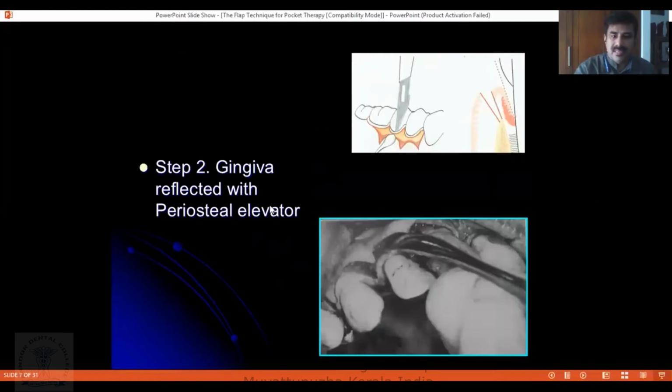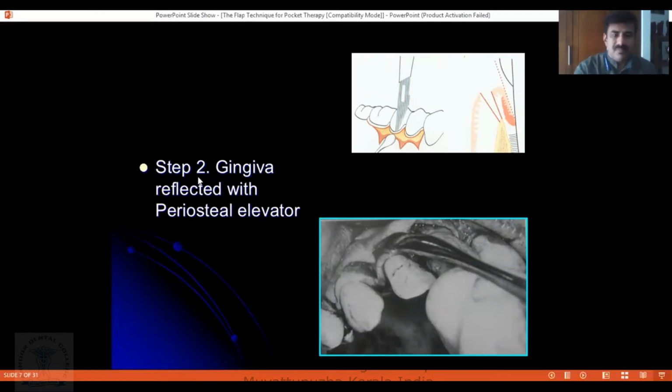Then second, into that incision you push the periosteal elevator and slightly reflect the gingiva. The reflection that we need is just to see 1 or maximum 2 millimeters of the alveolar bone. That is it. Don't elevate much beyond 2 millimeters, because whenever you are exposing too much bone, there is going to be bone resorption by means of different phenomena.